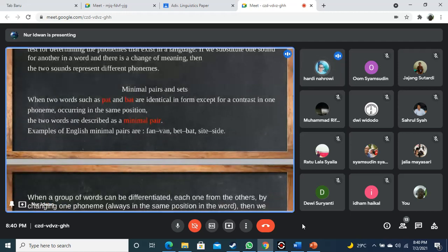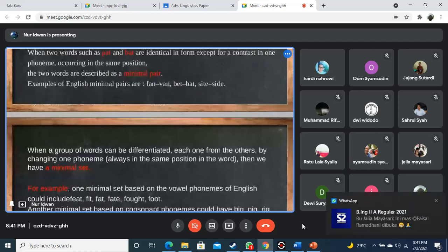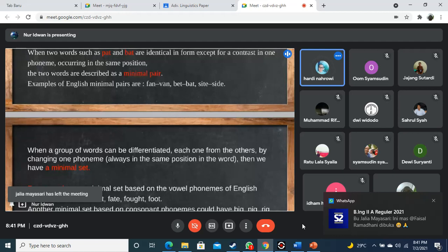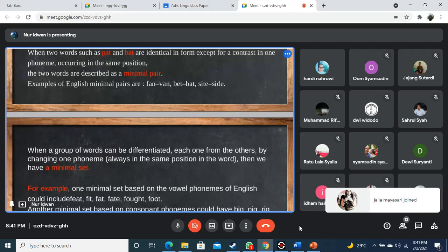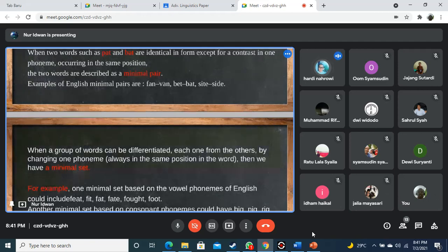Minimal pairs and sets. When two words such as pet and bet are identical in form except for a contrast in one phoneme occurring in the same position, the two words are described as a minimal pair. Examples of English minimal pairs are fan, ban, bet, set, and bite, site.